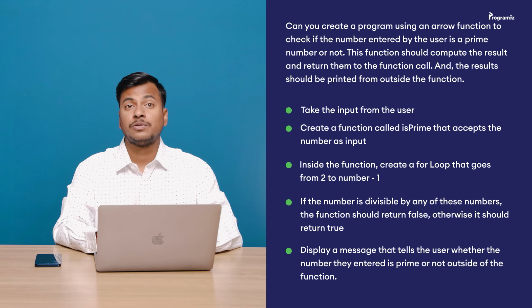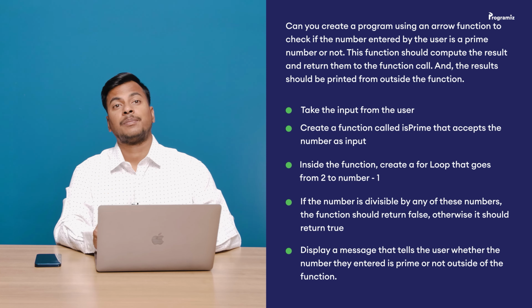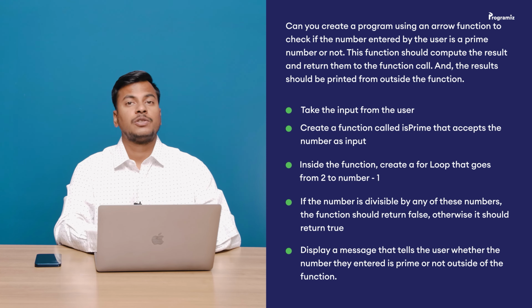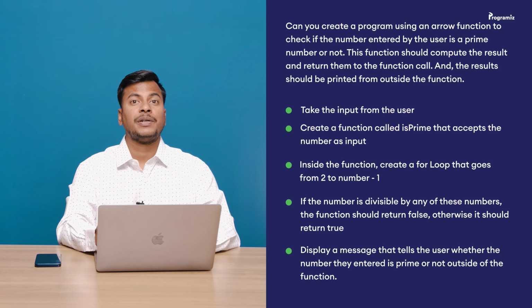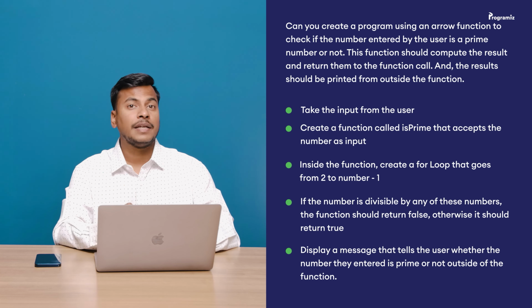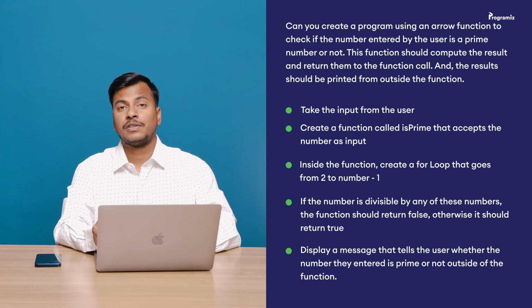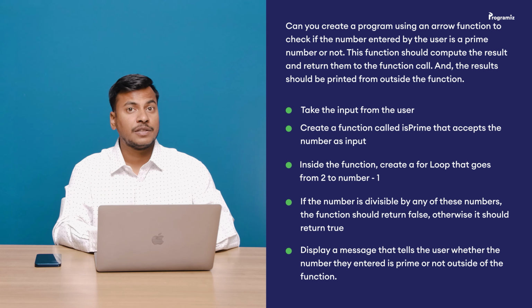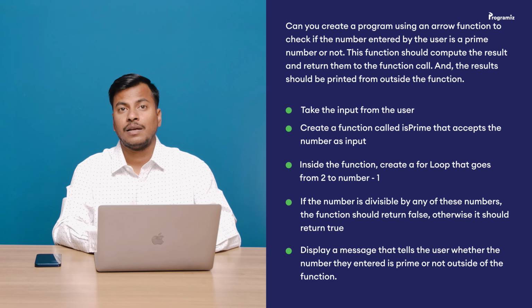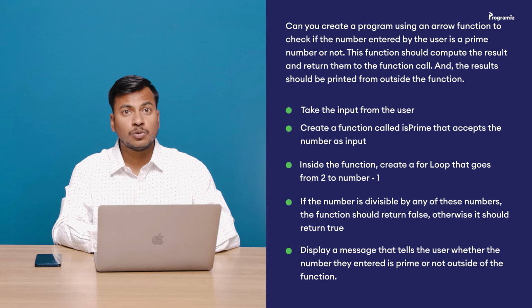Now to practice what we've learned, here's a programming task for you. Can you create a program using an arrow function to check if the number entered by the user is a prime number or not? This function should compute the result and return it to the function call, and the result should be printed from outside the function. Take the input from the user, create a function called isPrime that accepts this number as input. Inside the function, create a for loop that goes from 2 to number minus 1. That means if the user enters 10, then the loop should go from 2 to 9.